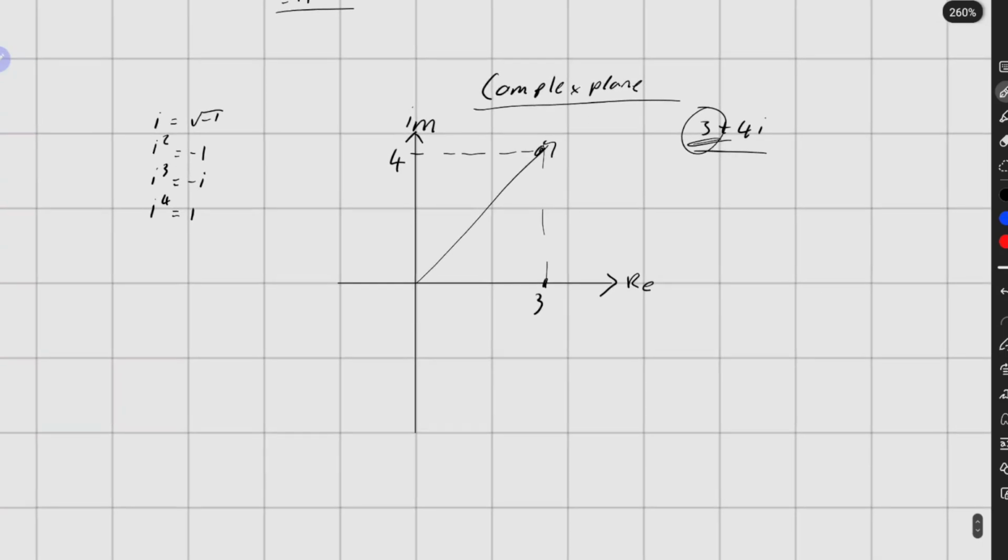Now, complex numbers can be added, subtracted, multiplied, and even divided. Let's go through a quick example of addition. So say we have the equation 2 plus 3i and 4 minus 2i. To add them, we combine the real parts and the imaginary parts separately. So just like your basic algebra.